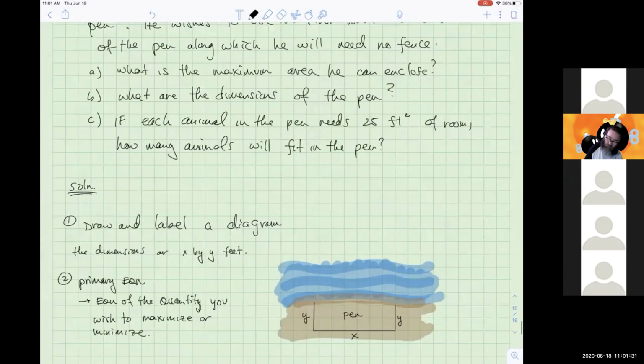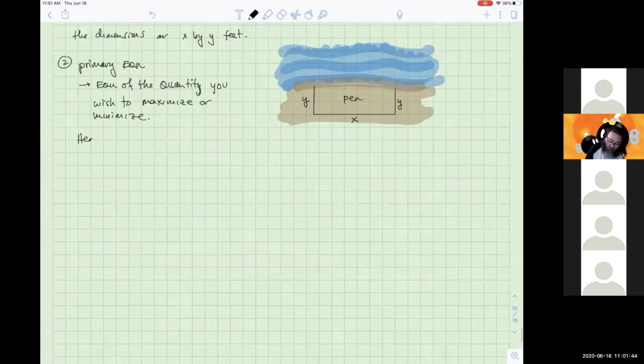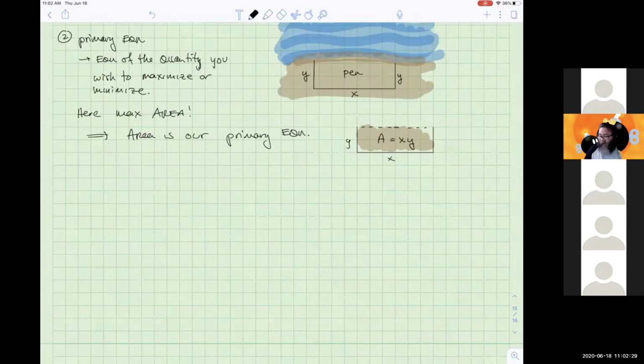So in this particular problem, we're supposed to find what is the maximum area that we can enclose. So for here, we want max area. So that means area is our primary equation. Now in this particular case for our pen, even though it's missing a side, you don't use that missing side necessarily to calculate the area. The area is the product of the dimensions. It's X by Y, so that's easy enough, right? This area is X by Y. Even though it's missing the other side, whether that side is there or not, it still has the same area. So here our area is X times Y, but here's the problem.